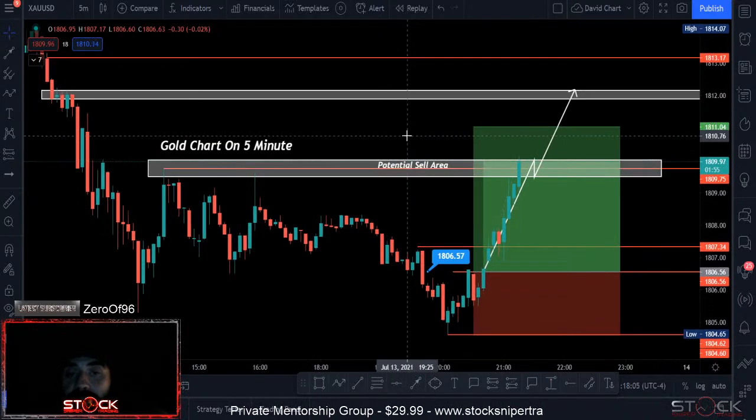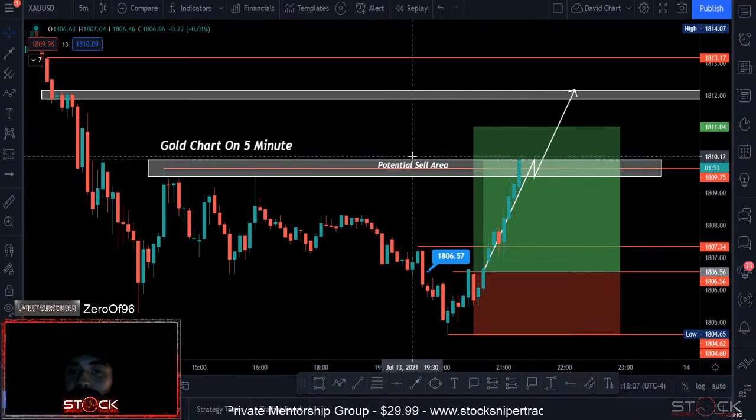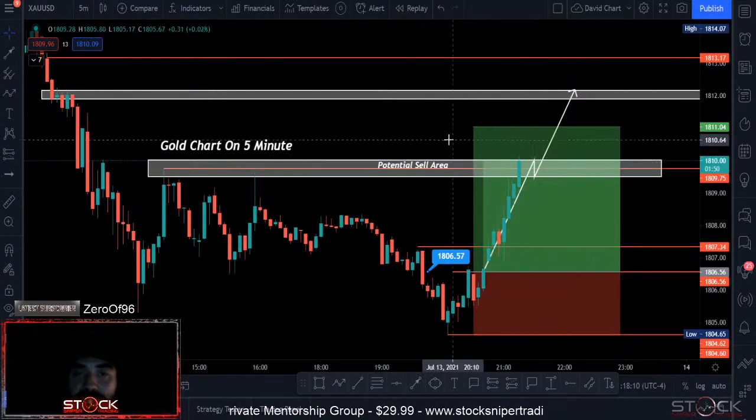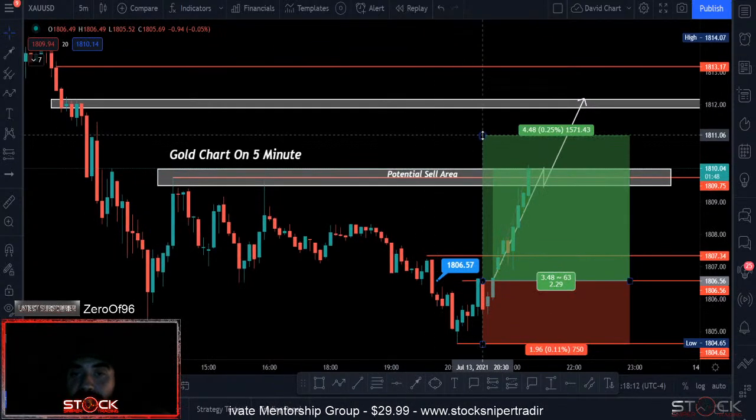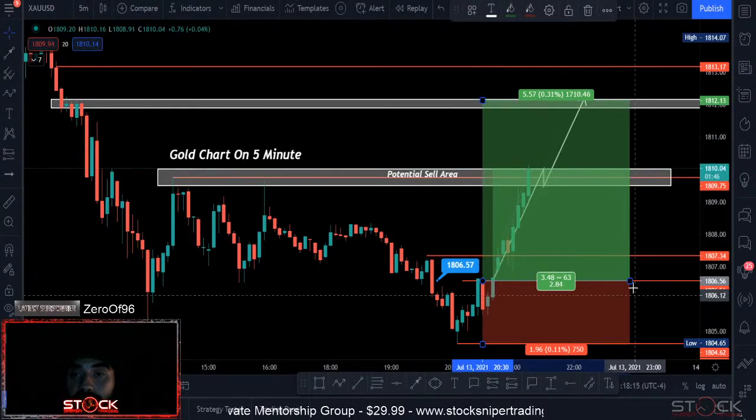So let's just wait and see. I said potential on here for a reason. If this thing starts to just break up, it's still bullish. And the next target would roughly be right around here.